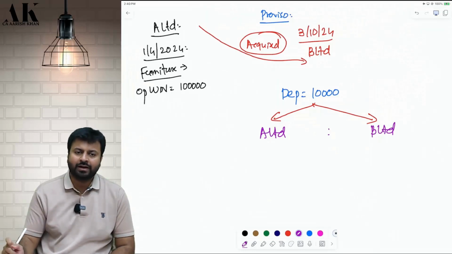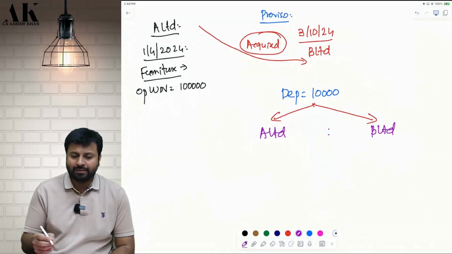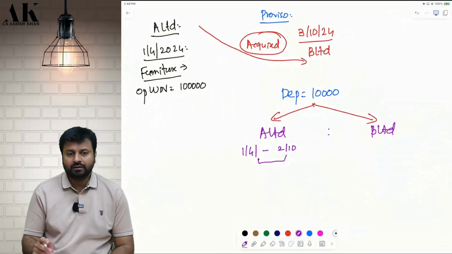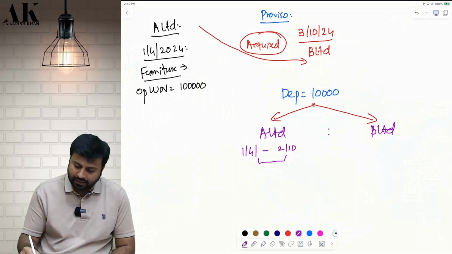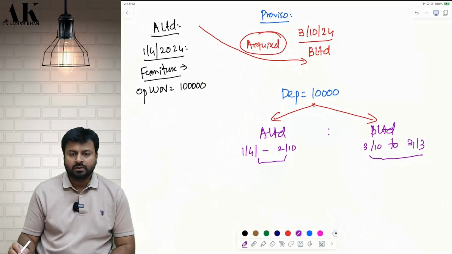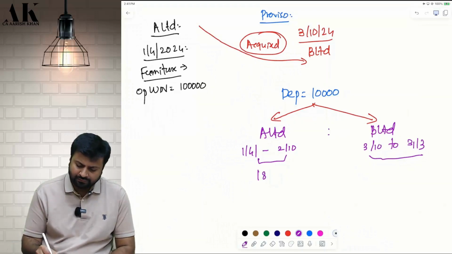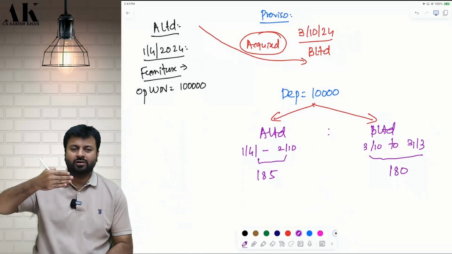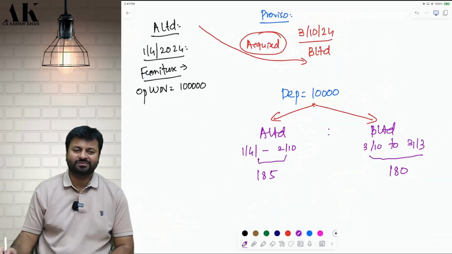Are you able to understand what I'm trying to say? So this depreciation of 10,000 will be segregated between A Limited and B Limited in what ratio? From 1st April to 2nd October, count the number of days. And from 3rd October to 31st March, count the number of days. So I think it is 185, not 184. And this is 180, because we have already done this calculation that from 3rd October it comes to 180. We did this earlier while finding out more than 180 days, less than 180 days, right?